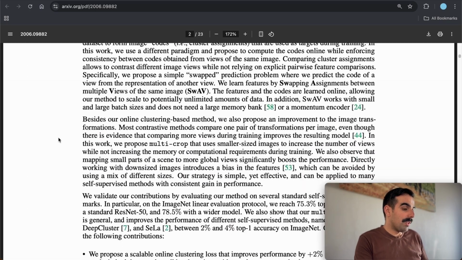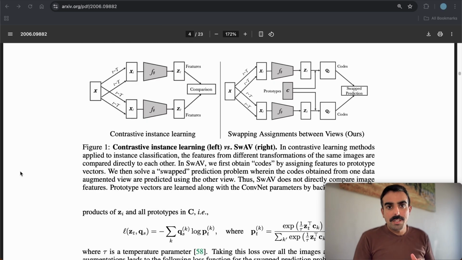This paper is usually called SwAV, for swapping assignments between multiple views of the same image. This method basically has three contributions. They used clustering on top of the projection head, they used the swapped views, and they used multi-crops. We will break these down and discuss them one by one.